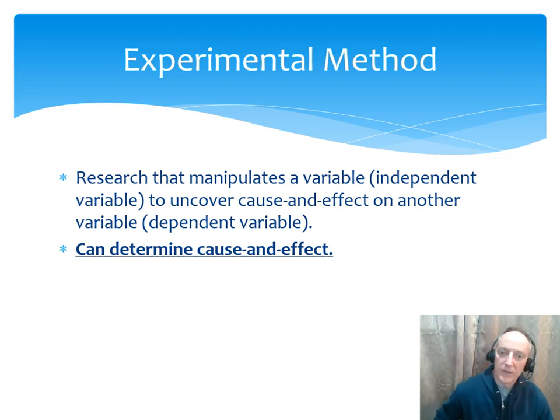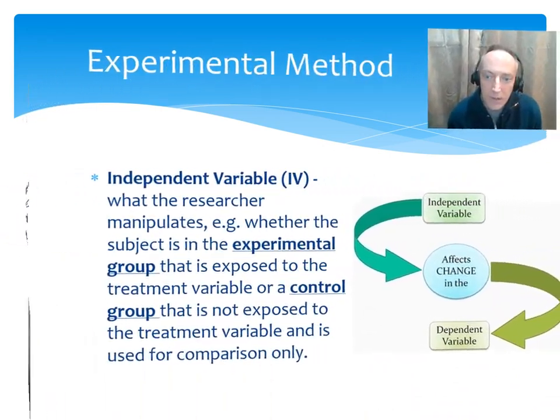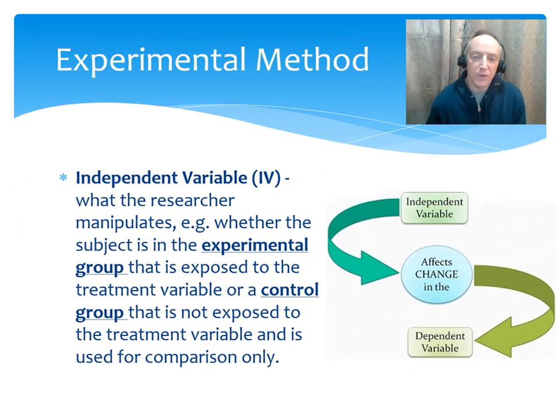So the two types of variables are the independent variable and the dependent variable. The independent variable, again, is the one the researcher manipulates, the one that is under the researcher's control. Often, this is in the form of what group a participant in a study is assigned to. So there will be an experimental group and a control group.